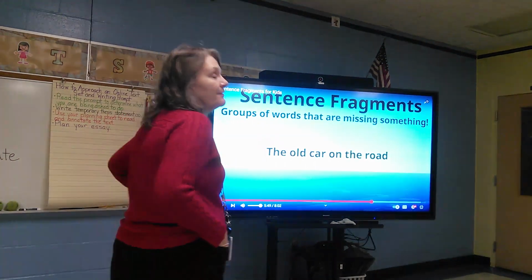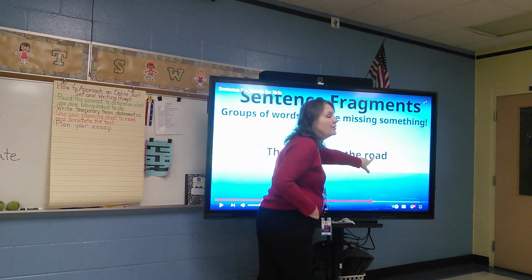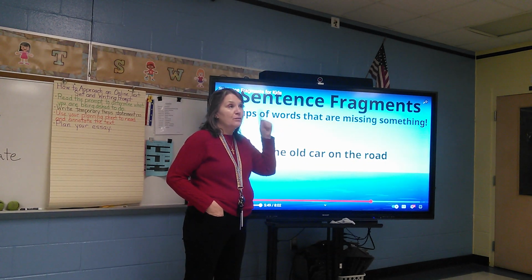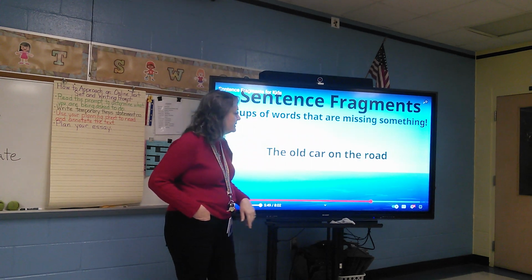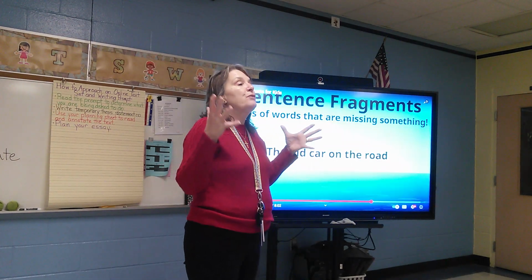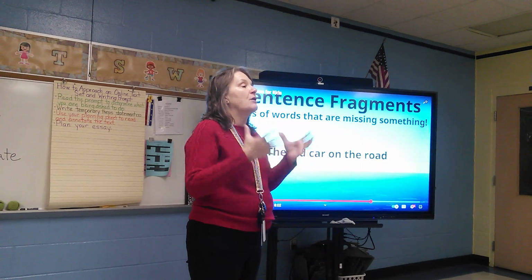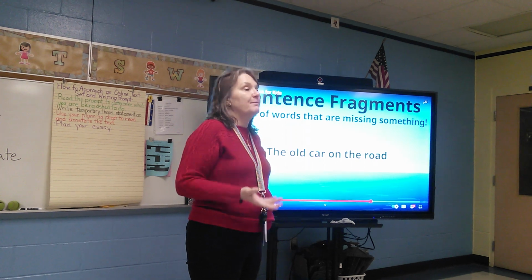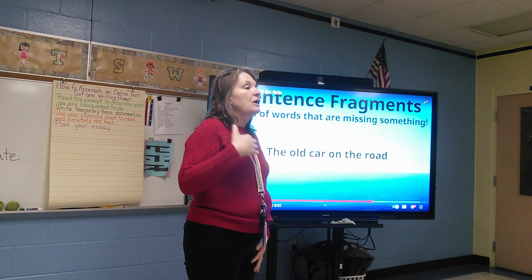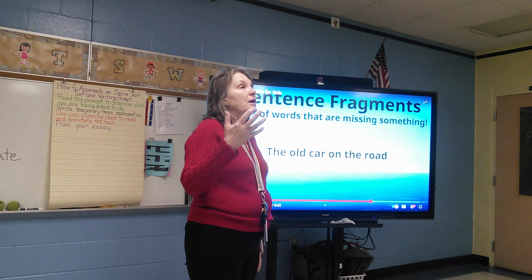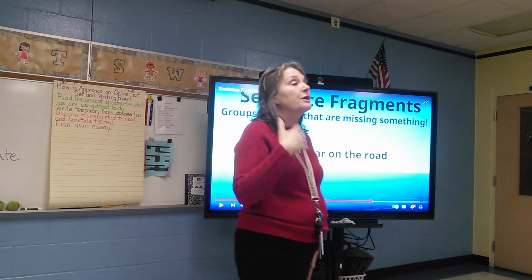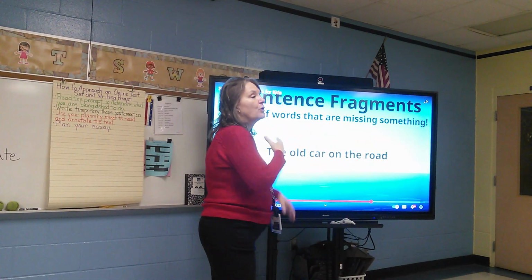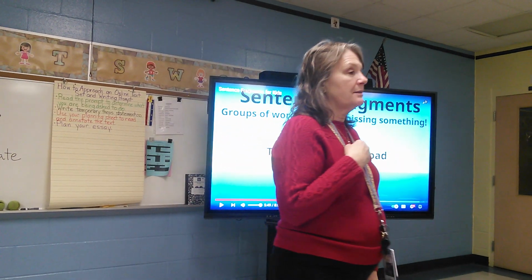The verb or the predicate, right? The old car on the road. Okay, so the old car on the road is a sentence. What is it? What do you call it? Fragment. A sentence fragment. Okay, so we really have to increase our awareness of when we're writing in a fragment. Tomorrow, or Friday, on the next lesson, we're going to talk about run-on sentences. But today, we're going to work on complete sentences.